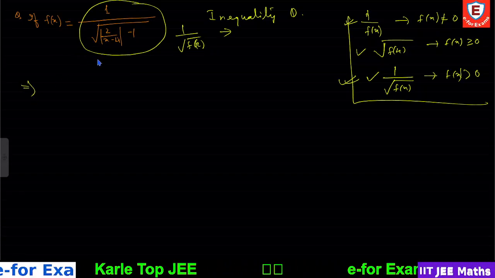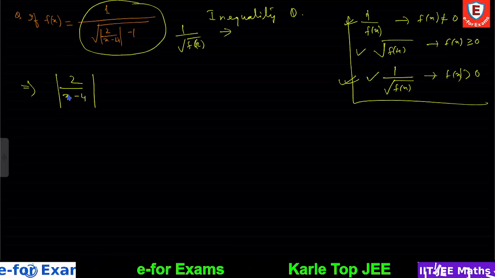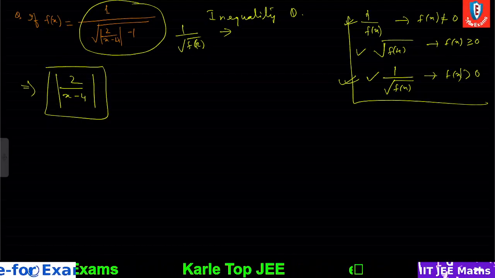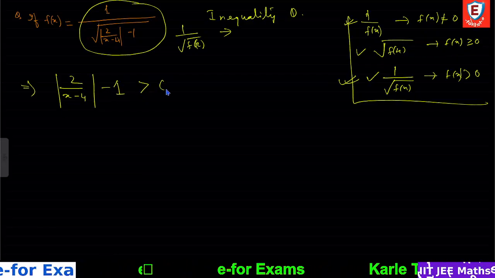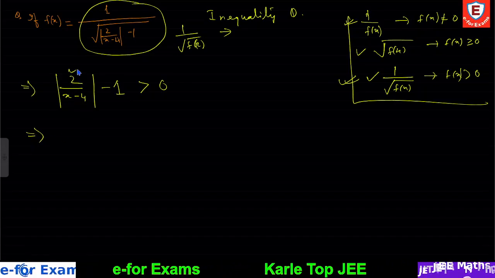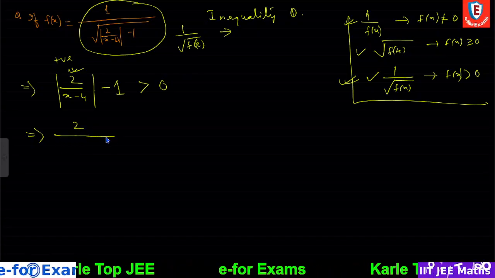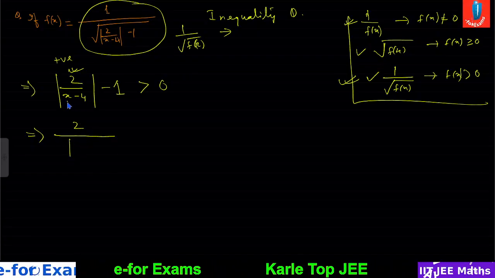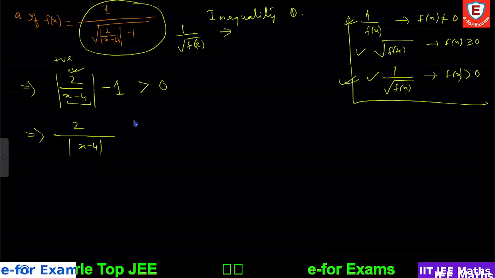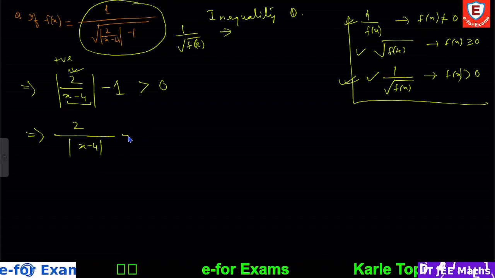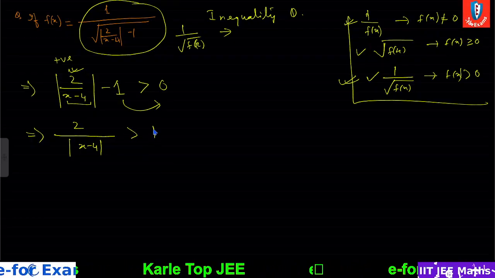So this implies 2 by mod of x minus 4, minus 1 is greater than 0. 2 is a positive quantity, we know, right? So we can remove mod from the numerator. But from the denominator, we don't know what the sign is, so we cannot remove mod. Keep mod of x minus 4 as it is. And here this 1, we can transfer this side, so it will be less than 1.